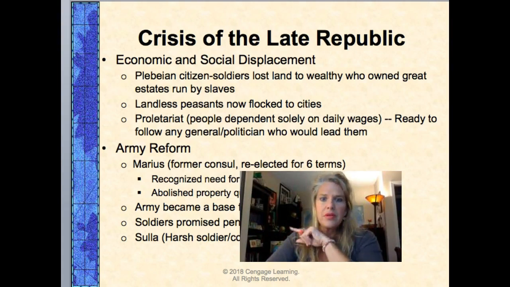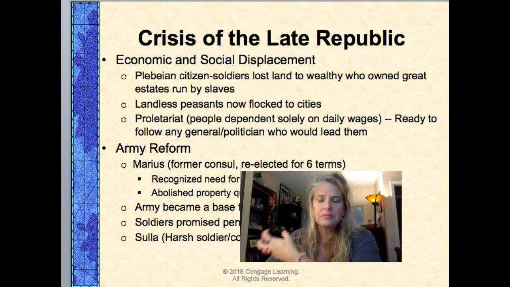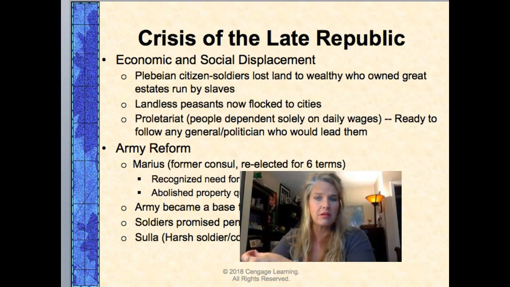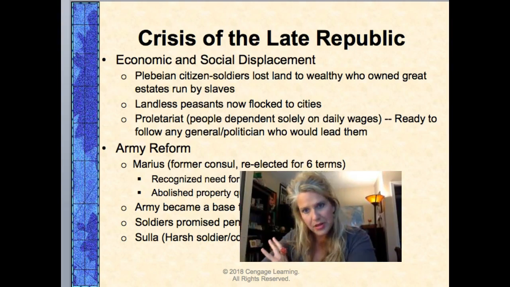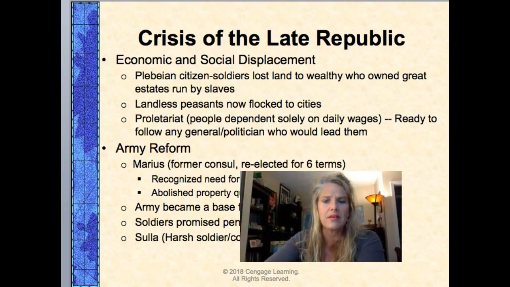Marius, army reform. So he was a former consul, re-elected for 6 terms, recognized the need for reform, and abolished property qualifications to join the army, which opened up a huge swath of people who could have land. And I was just telling you that, I think a few minutes ago.